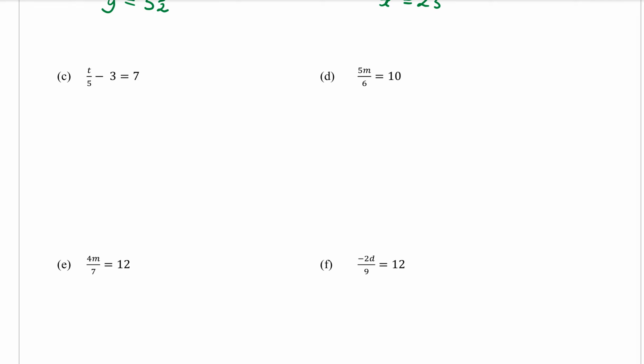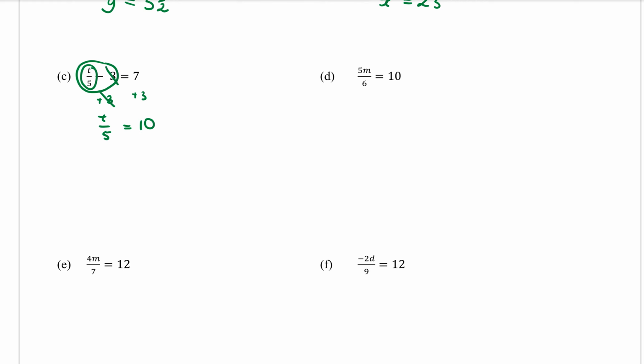Part C. We have t over 5 minus 3. Okay, the minus 3 is on the outside there. So the opposite is to plus 3. Cancel it off. Cross off those 3's on the left. T over 5 is left, and 7 plus 3 makes 10.